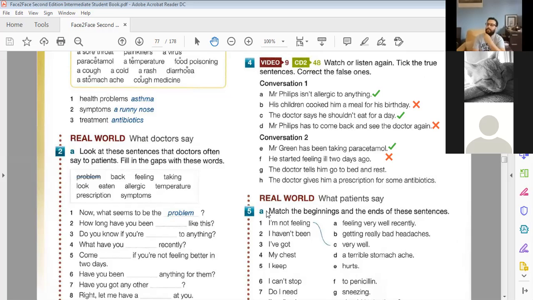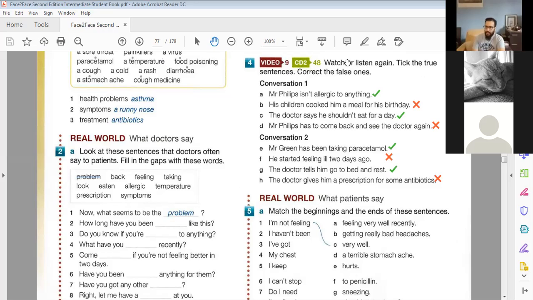And the doctor tells him to go to bed and rest. Yes, she did. She told him you need some rest. And the doctor gives him a prescription for antibiotics. Is that true? No, because it's a virus. Yeah, exactly, she told him it's a virus. There's no point. All right. Okay, so it's just true or false.